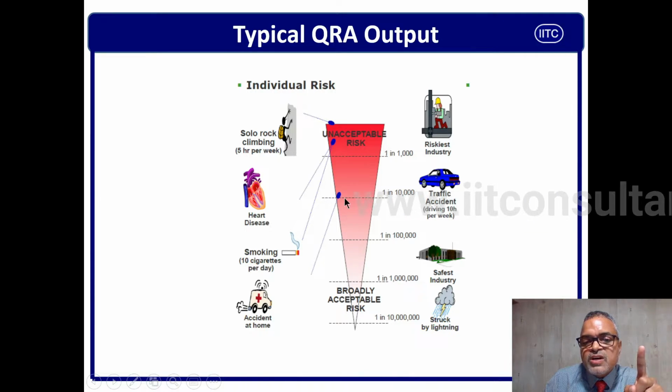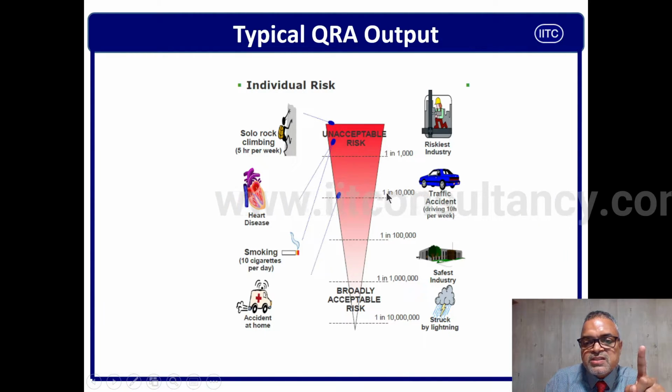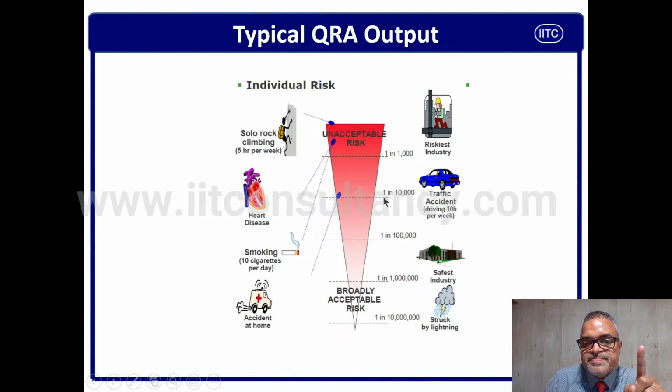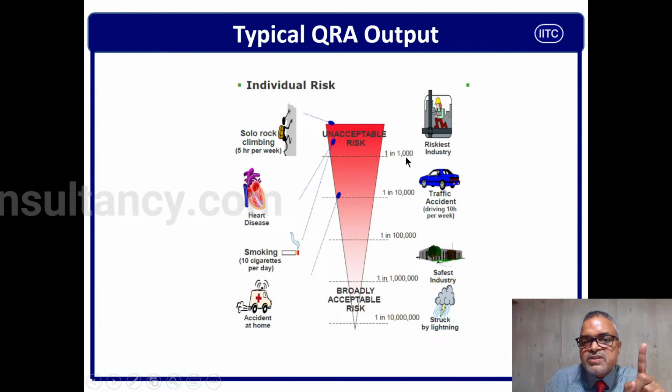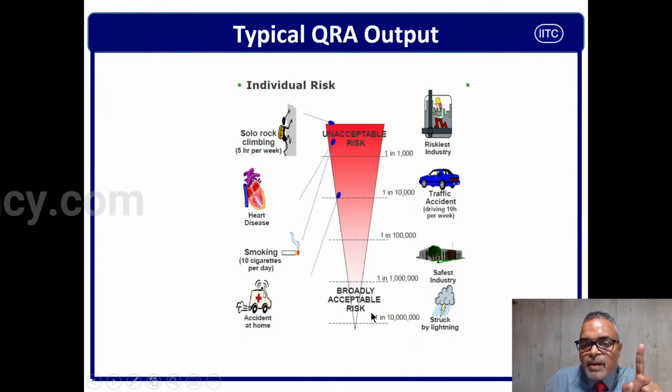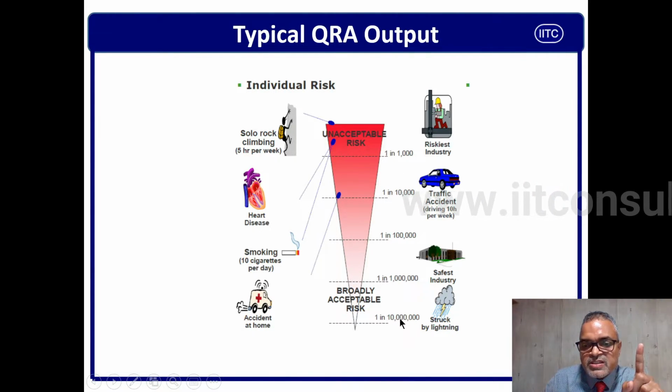And then if you go on the upper, you are able to see some dotted lines. Once in a 10,000. Correct? Now if you go a little upper, it is saying once in a 1,000. That means the upper you go, it is the riskiest area. The lower you go, it is the safest area or safest industry.